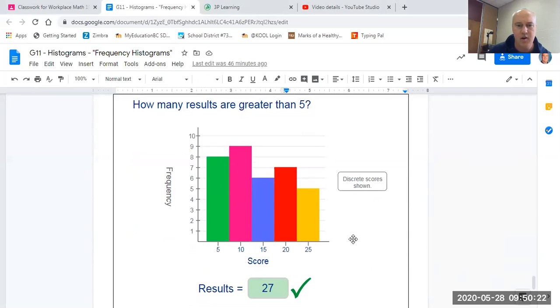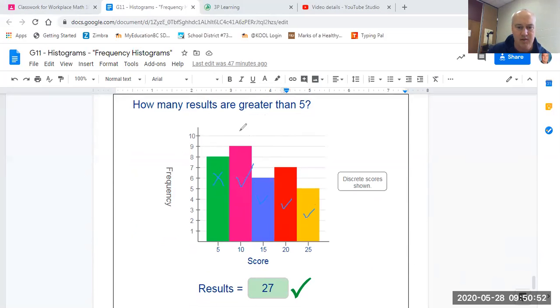Now here is another question, and this one is a little bit more involved. So basically what we see here is it's asking us how many results are greater than 5. So the score here is greater than 5. This bar here doesn't match that, but this bar here, which is 10, this bar that's 15, this bar that's 20, and this one that's 25 scores, all match that. So basically these 4 frequencies, how many times these occur, all fit into which results are greater than 5.